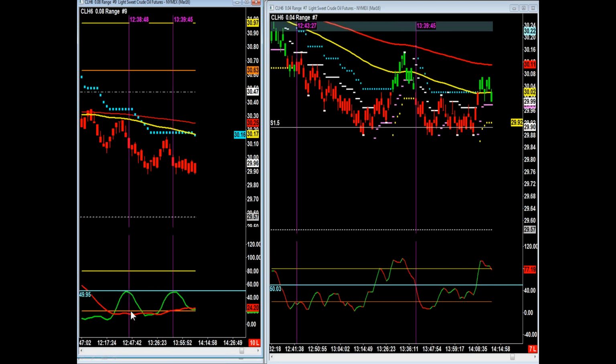But when you get the 40 points worth of space, you have a good chance that this is going to come back and find its way back down to, in this case, down to the red line. So that's double confirmation to take this trade.